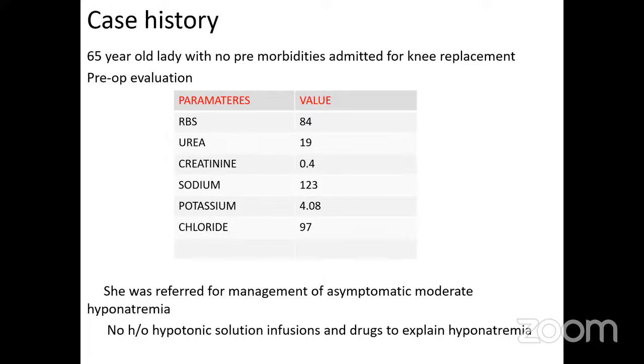Now, this is another lady who presented with, you tell me when to stop, okay? Would you complete or do you want me to stop in between? No, we will complete, madam.